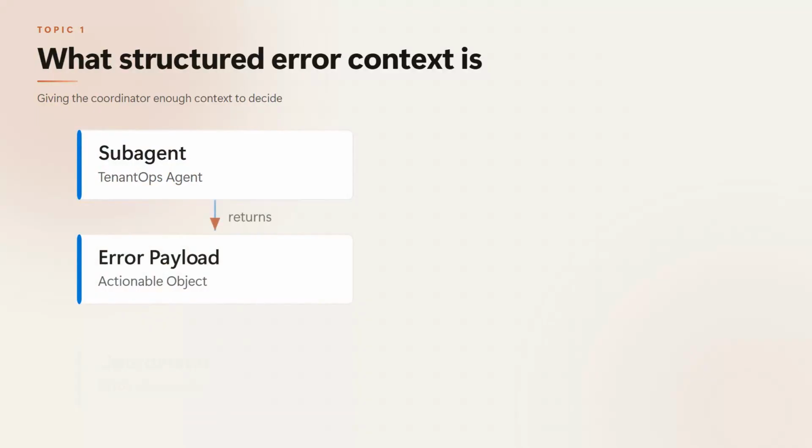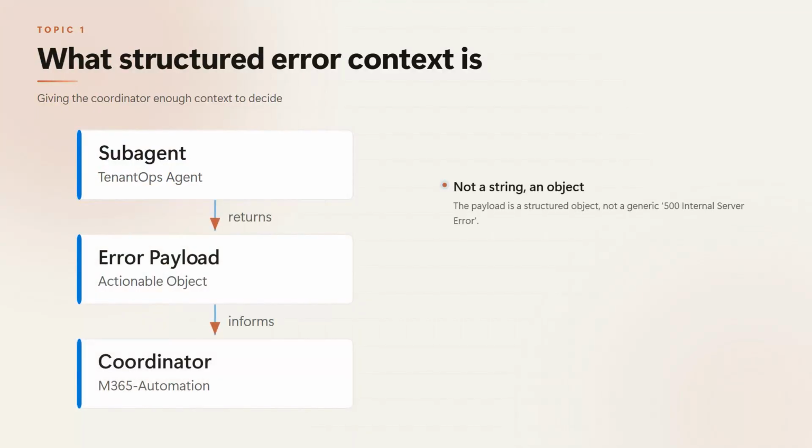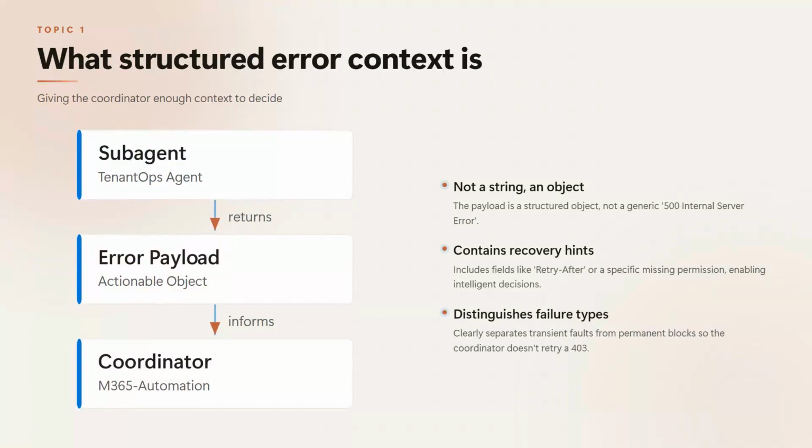Structured error context is a payload a subagent returns to its coordinator when it fails. It contains the failure type, the exact query attempted, any partial results, and alternative approaches. This is not a generic status like "search unavailable" that hides everything the coordinator needs to decide what to do next. The distinction people get wrong is thinking any error message is enough. It is not. The coordinator needs the specifics to act.